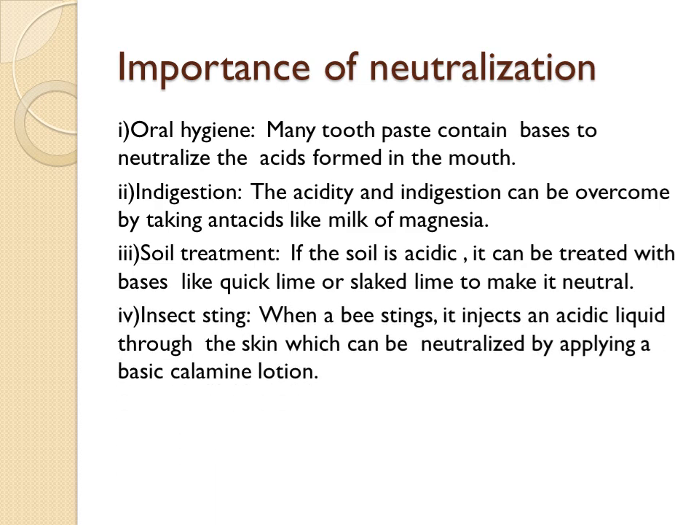Then insect sting. When a bee stings, it injects an acidic liquid, that is formic acid, through the skin, which can be neutralized by applying a basic calamine lotion. That is, if someone is stung by a bee, the formic acid enters the skin and gives pain, which can be relieved by rubbing the spot with slaked lime or baking soda, both of which are basic in nature. Thus, it neutralizes the effect of the formic acid injected by the bee.